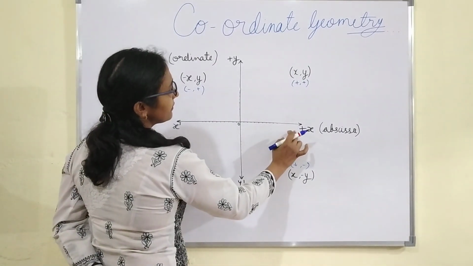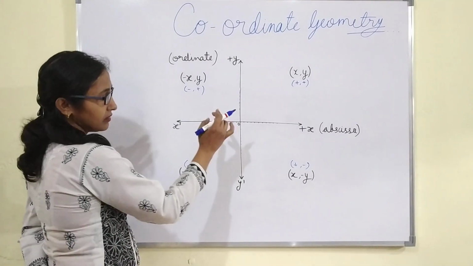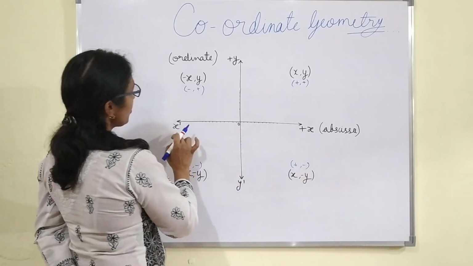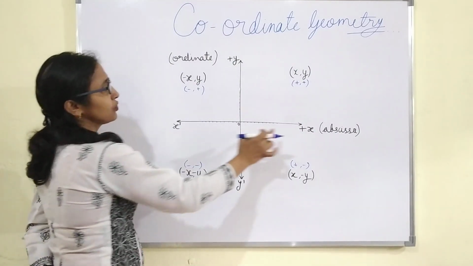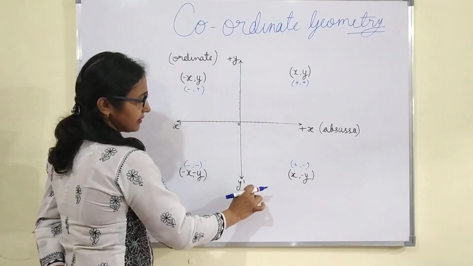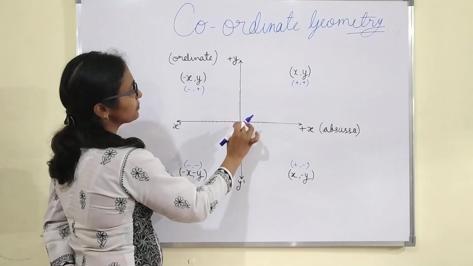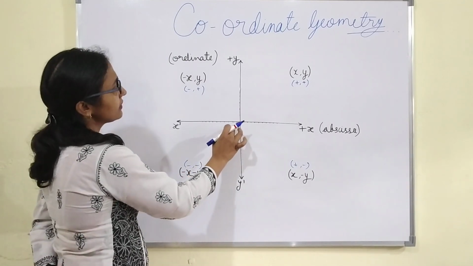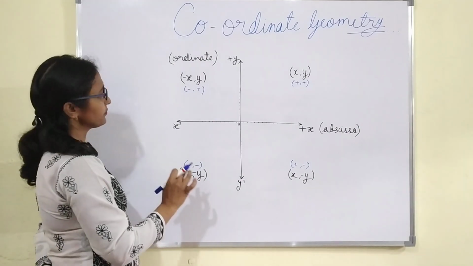The vertical line is called the y-axis, and the horizontal line, x dash, is called the x-axis. So the horizontal line is the x-axis and the vertical line is the y-axis. And wherever they meet, where the y-axis is perpendicular to the x-axis, that is called the origin. We can call it 0 or O, both.